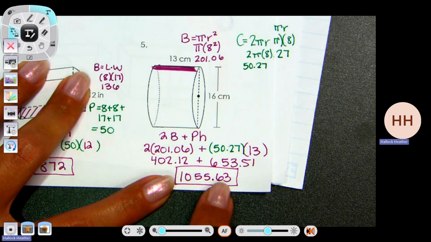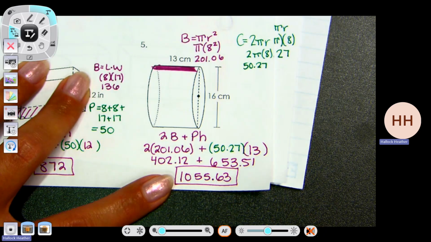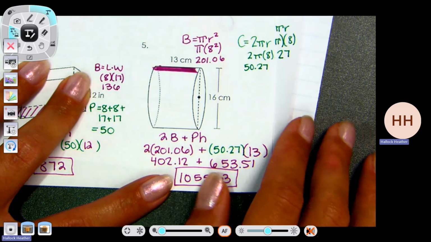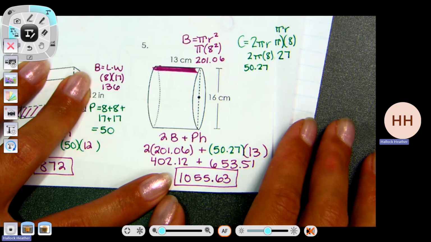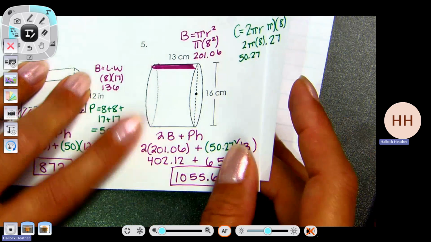I rounded the 0 to 1. So then your decimal's probably off in the end. Is that okay? So technically the more decimals you use, the better off you are. Okay, just so you know.